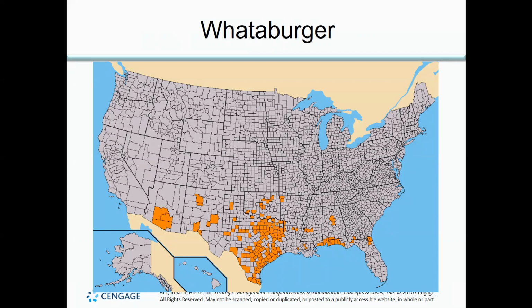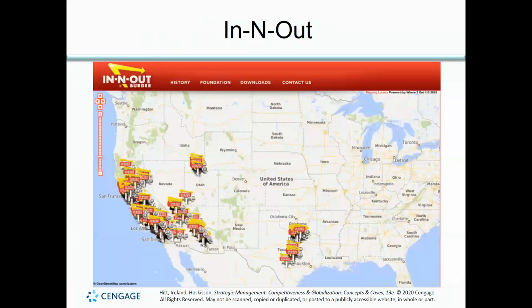Whataburger is extremely popular in Texas, but then it overlaps only a little bit with In-N-Out. In fact, Whataburger started in Texas and expanded out, and In-N-Out started in California and moved east, and they have started to overlap. So they're starting to become closer and closer in their level of competition. But that's something that has happened over time. When you look at these different examples, you can see that not all of these firms overlap the same way with one another. And that's going to influence the level of competitive rivalry that they feel.